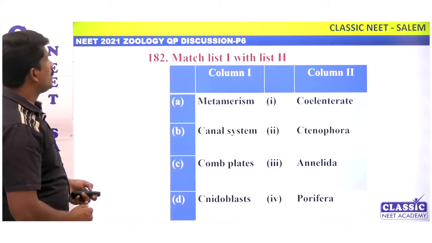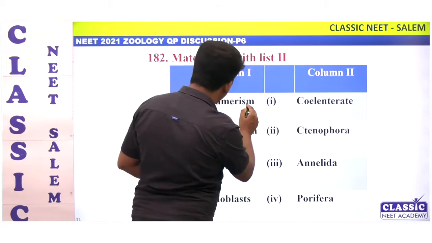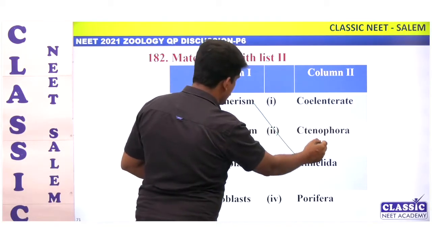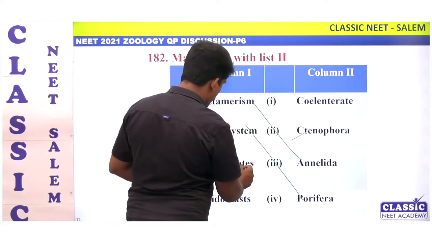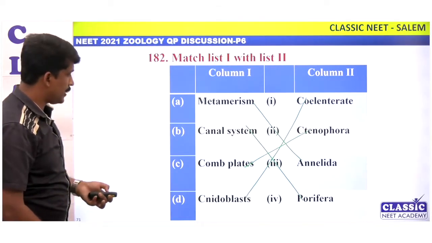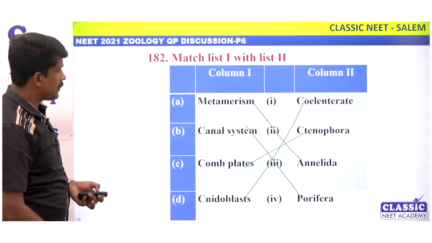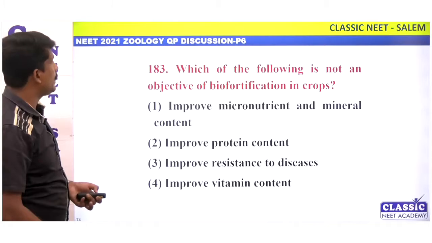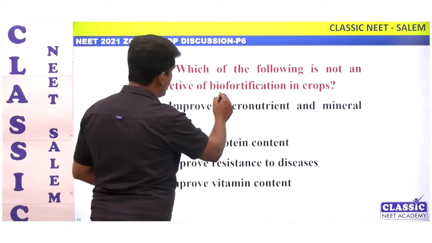Very good. Now the match the following. Metamerism, yes, that is the feature of Annelida. Canal system, yes, that is Porifera. Complex, Ctenophora. Cnidoblast, yeah, Cnidaria feature. Cnidoblast, yeah, cnidocytes, correct. So option 4 is given. Yes, you can match it. Yes, it's given correctly.